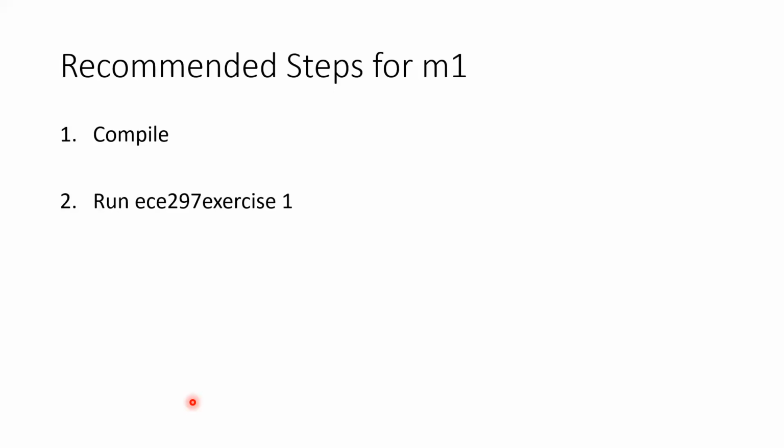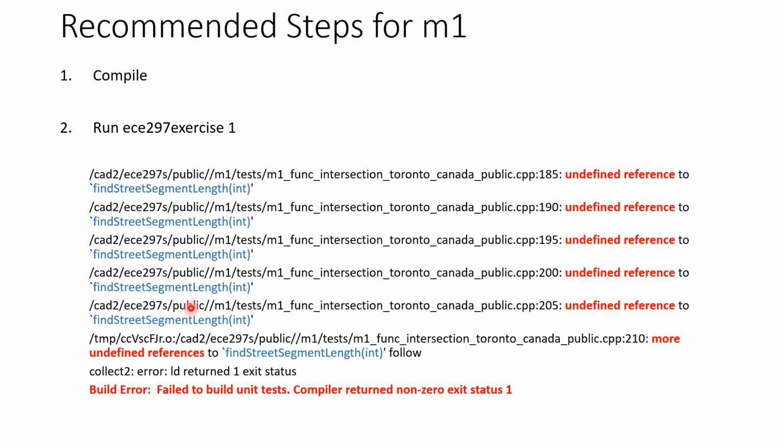So the first step for milestone 1, after you get your initial repo and before changing anything, is to do a compile and run the tester executable, ECE297 exercise. And what you will see is a lot of error messages saying that there are some functions not defined, because we don't have anything there.